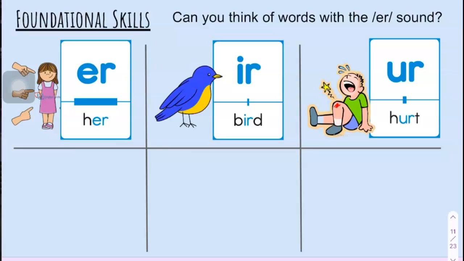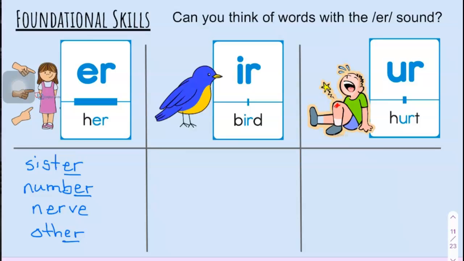Can you think of words with the sound? How about sister or number? How about nerve or other? Notice a lot of these words have the ER at the end of the word.